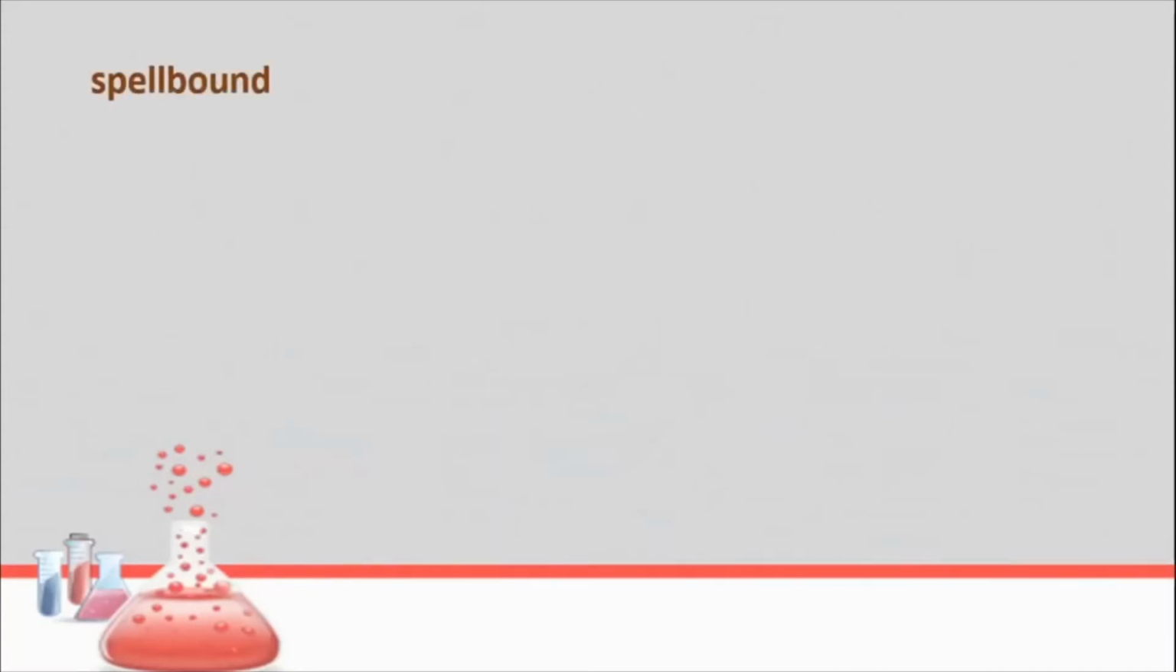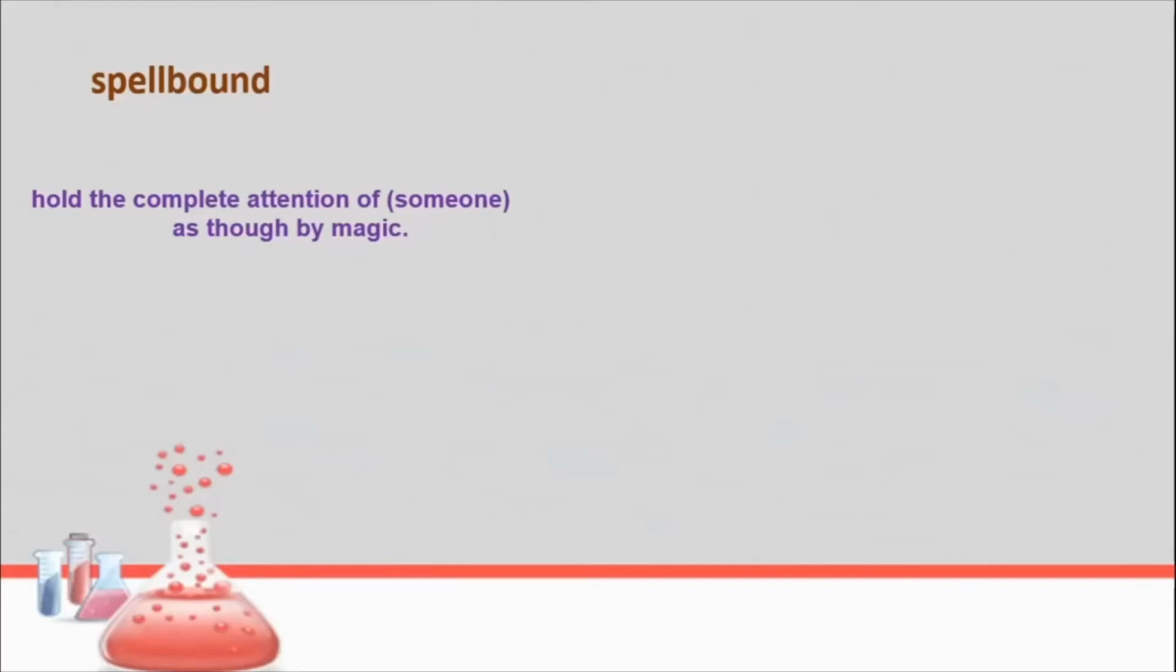So you have this word spellbound. It is a compound word made up of two words, spell and bound. So let's see what is the meaning of spellbound. Hold the complete attention of someone as though by magic. As though by magic, not by magic. Okay, it has got nothing to do with magic.